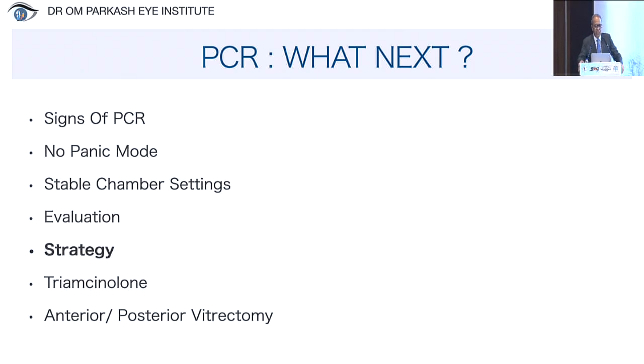So I have been asked to take up posterior capsule rupture. Well, whenever a PCR occurs, the question is what next? We all are aware of signs of posterior capsule rupture. We are aware that there should not be any panic mode. We should have stable chamber settings. We should evaluate, after stable chamber settings, the amount of PCR we have. Then we have to strategize, use triamcinolone to see what the situation is, use anterior or posterior vitrectomy and complete the case if we can.